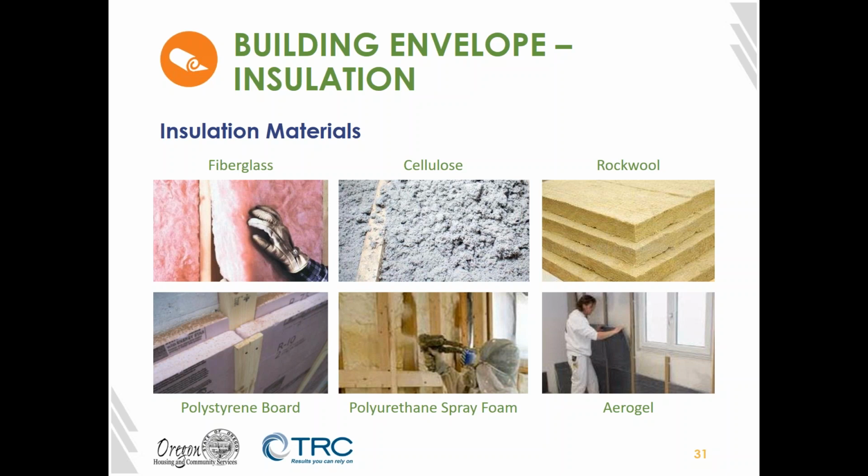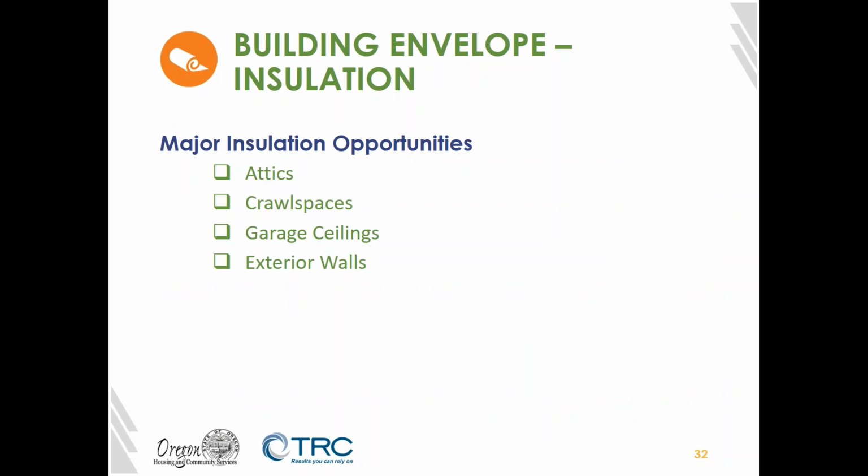So polystyrene, either extruded or expanded polystyrene, can be used for wall or oftentimes roof insulation, rigid insulation on roofs. Polyurethane spray foam can be used in certain applications, and then more expensive but effective for very specialty applications can be aerogel. So major insulation opportunities in multifamily buildings: attics, crawl spaces, garage ceilings, particularly in multifamily.